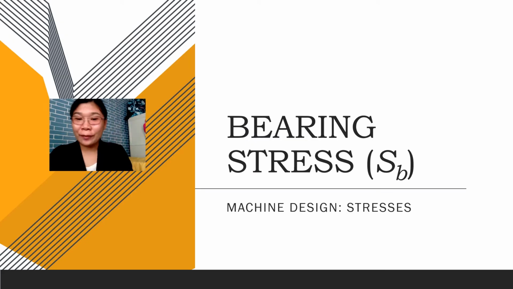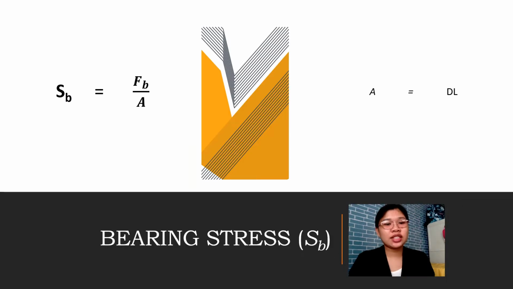Next, we have bearing stress. Our notation for this is SB, wherein B is for bearing stress. But then again, in different books or in other books, they use other notation. So it is up to you. The most important part is you know that we are talking about bearing stress. So the formula for bearing stress is force over area again, wherein the area is equal to D times L. What is D? D is diameter and then L is length.